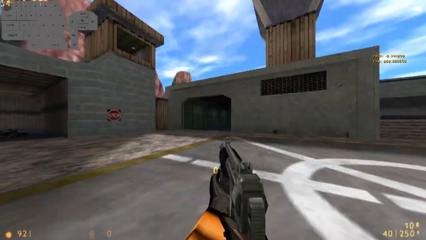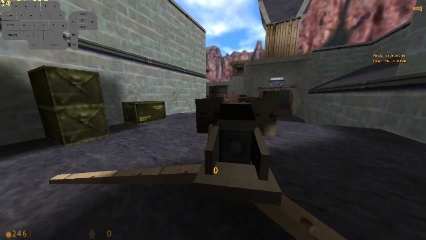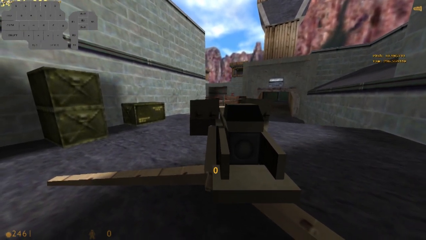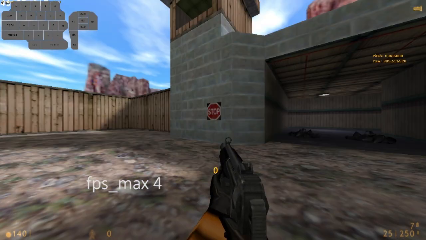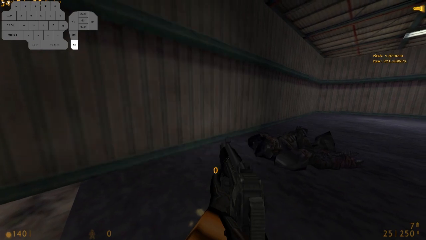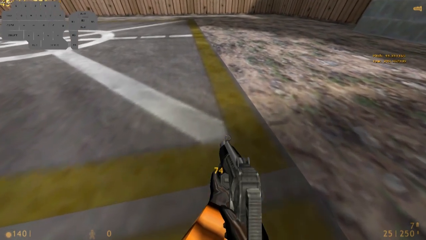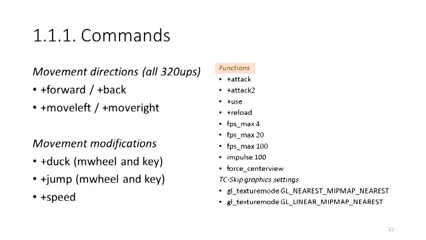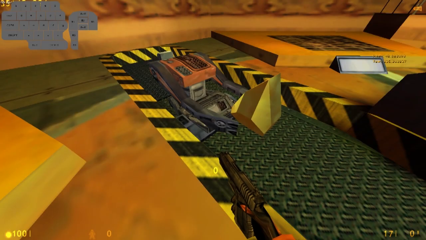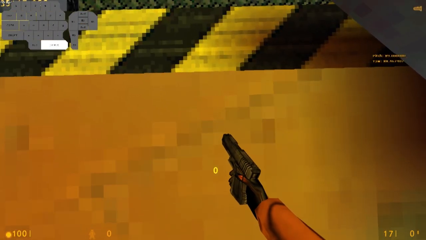Functions, of course, are attacking, using, like cannons or pushable objects, reloading, and FPS max binds for various tricks. Impulse 100 is the flashlight, and Force Center View forces your view to 0 degrees pitch. For the test chamber skip, you might also want to have some graphic change so that you can see the pixels for alignment.